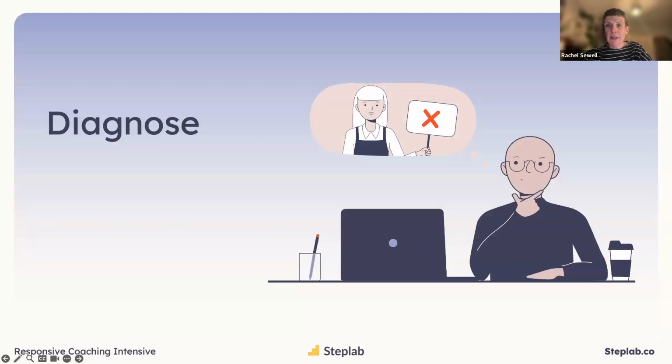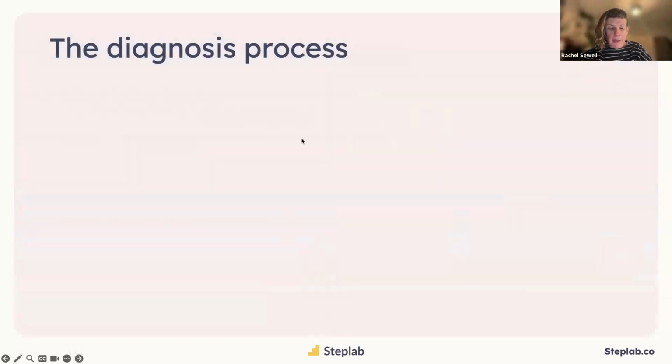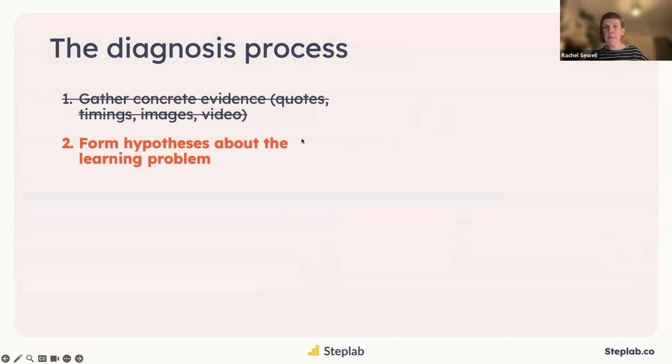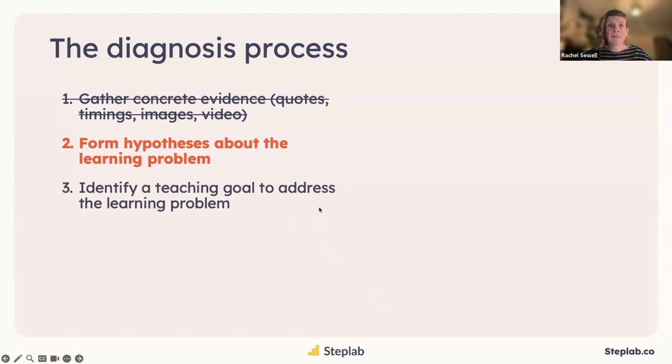I've gathered my evidence. The next thing that I need to do is diagnose the right goal and the right steps for us to work on together over a series of weeks. So we can think of this as a sort of 4-part process. First of all, I gather that concrete evidence. We've done that already. Then I'm going to start to form some hypotheses about the learning problem. So what do I think is the highest leverage problem that we could be solving together?